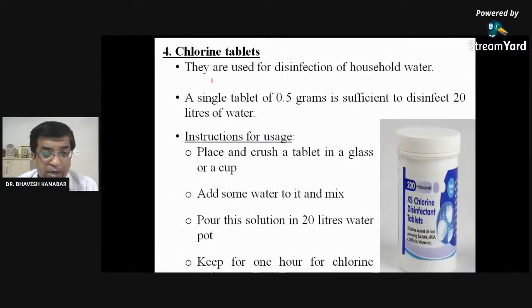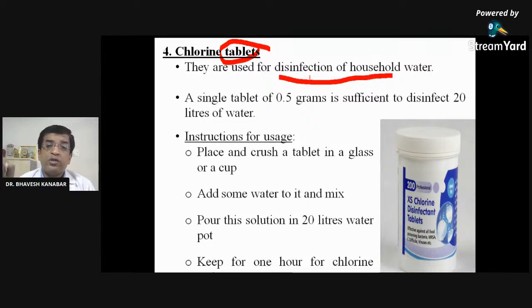Now third is chlorine tablet. The chlorine tablet is supplied free of cost from the PHC as well as the Urban Health Center. As the name is tablet, it is not to be taken orally. Don't mistake it with an oral tablet; it is used for disinfection of household water. There are certain steps for how this chlorine tablet should be used. It is not so easy that we just put the tablet inside any container, inside our earthen matka or any other vessel we are using.